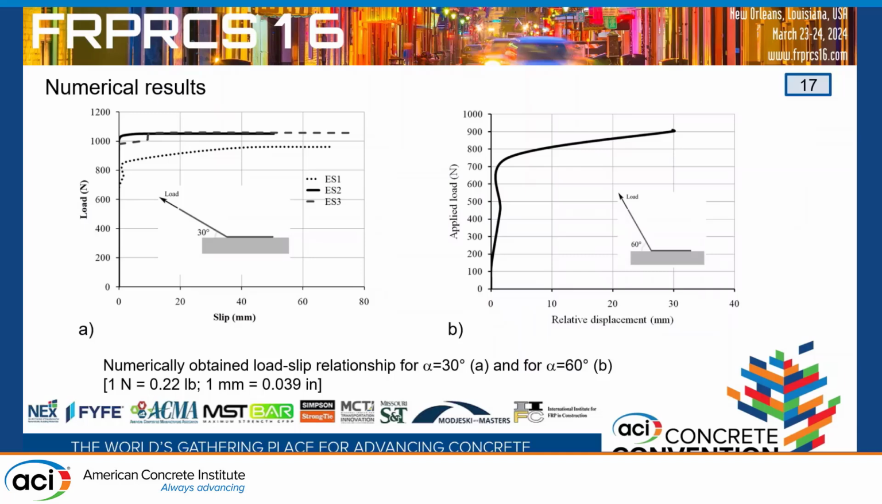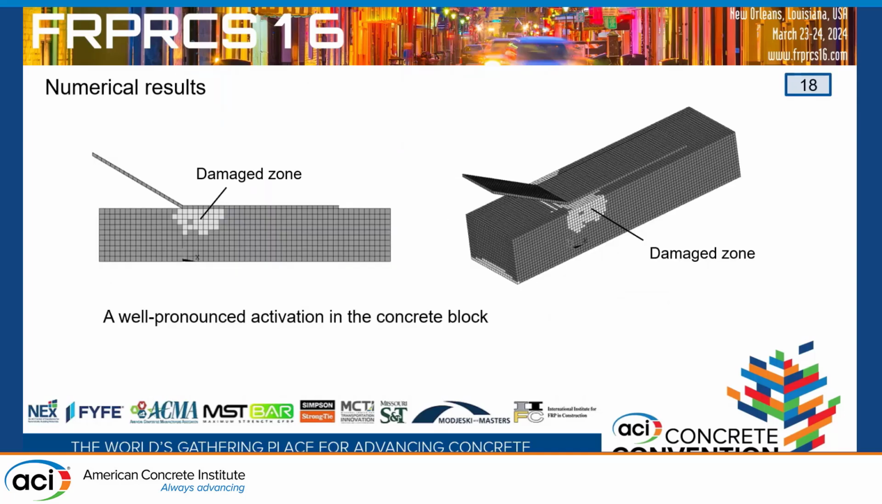Here is a comparison between numerical results obtained for angle alpha 30 degrees and angle alpha 60 degrees. As expected, the load carrying capacity in shear of the adhesive joint for the greater angle is lesser, since the concrete is better and earlier activated for angle alpha equal to 30 degrees.